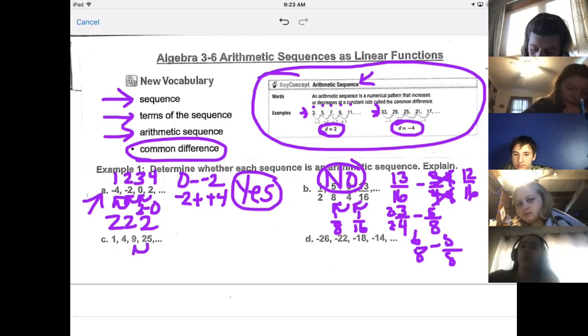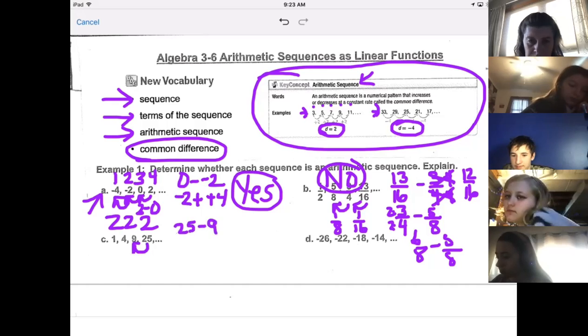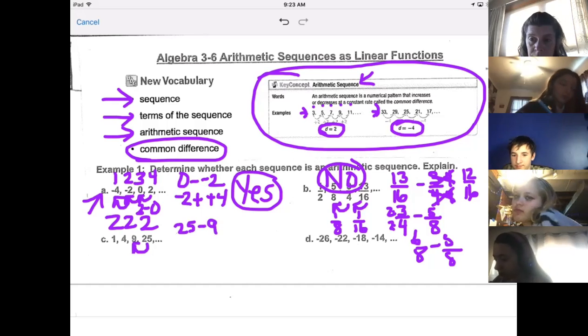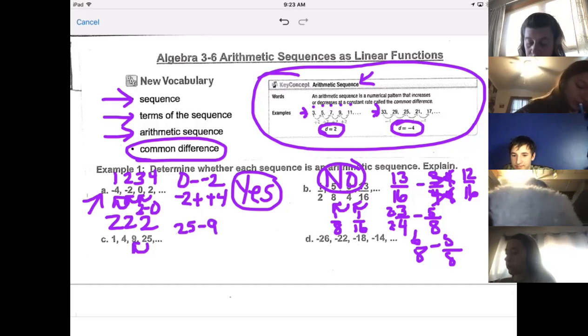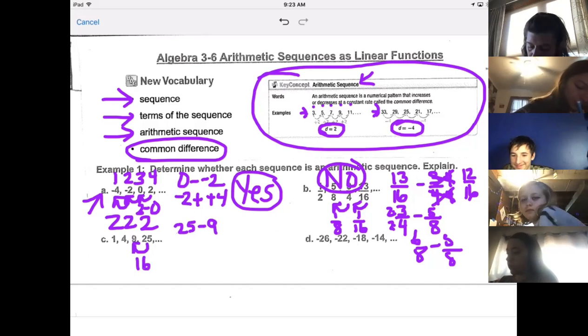Okay. So let's try the next one. 25. Notice I'm always going backwards here, right? 25 minus 9 is 16. All right, Garrett, this one's yours. 9 minus 4.